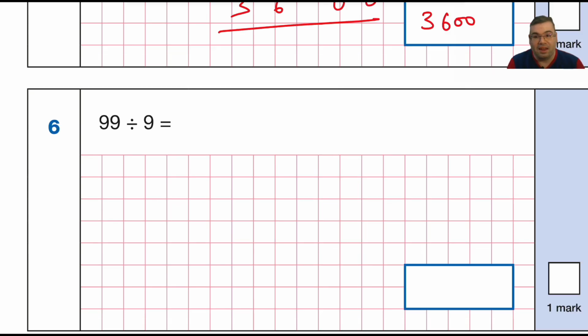Very easy. Now 99 divided by 9. So here we should know the 9 times table. Which number is multiplied by 9 to give you 99? So that is 11. So 11 times 9 gives you 99. So this is your answer.